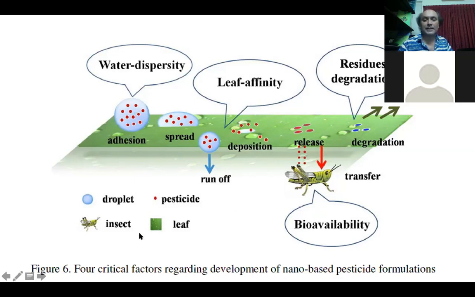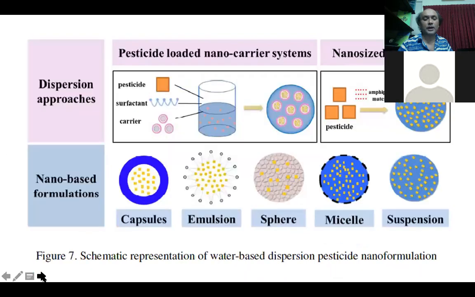So these are the droplet, I told you, pesticide, insect, and leaf surface. This is a very nice diagram that shows four critical factors regarding the development of nano-based pesticide formulation. Number one factor is water dispersity. Second one, leaf affinity. Third one, bioavailability. And fourth one, residue degradation. Residue degradation we can design in a way so that catalytic activity can degrade the remaining chemical substances to make them non-toxic to the environment. So these are the important critical factors associated with the higher efficiency of the nanopesticide.